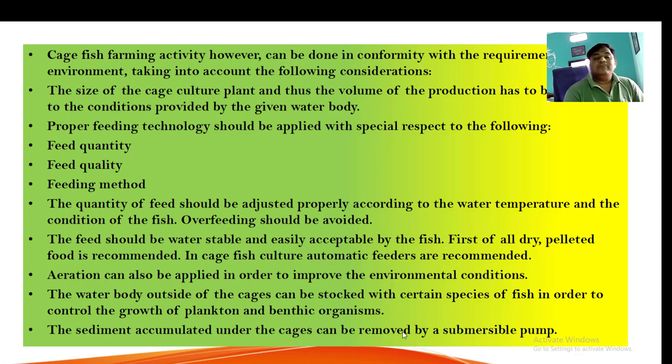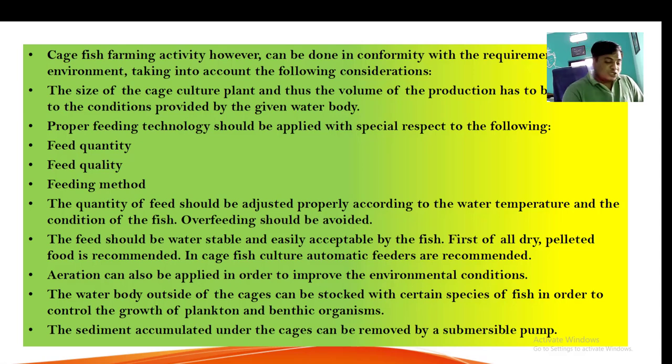The feed should be water stable and easily acceptable by the fish. Whatever feed we have selected, we have to check that it is water stable, and the fish we have cultured should accept the food. So we select that type of feed. Dry, pelleted food is recommended for cage culture, and automatic feeders are also recommended, which dispense the feed, and are used in a number of places. Aeration can also be applied in order to improve the environmental conditions.